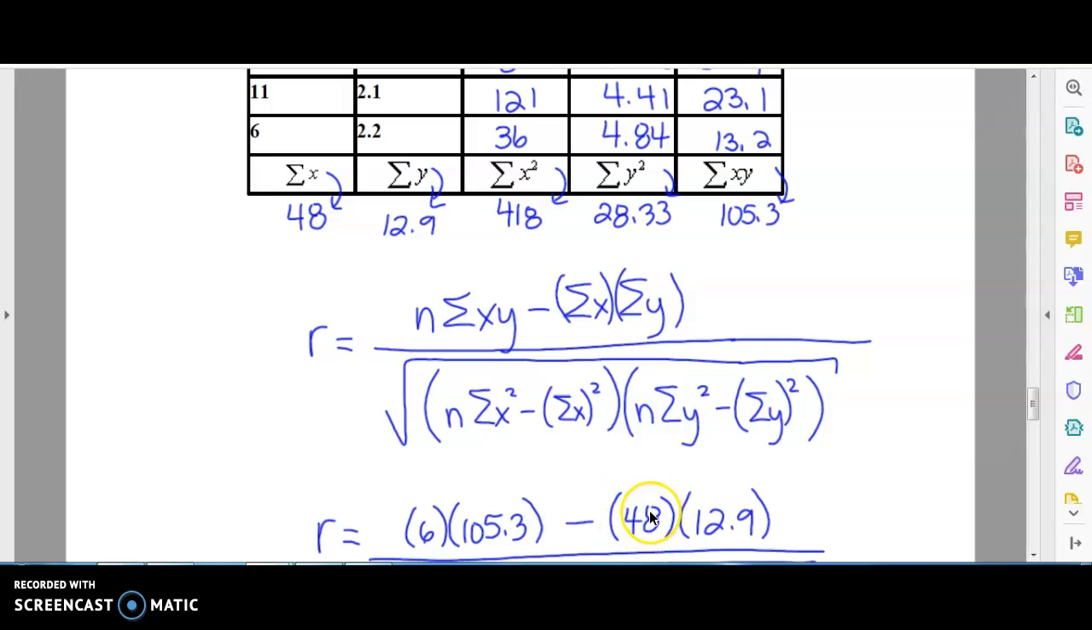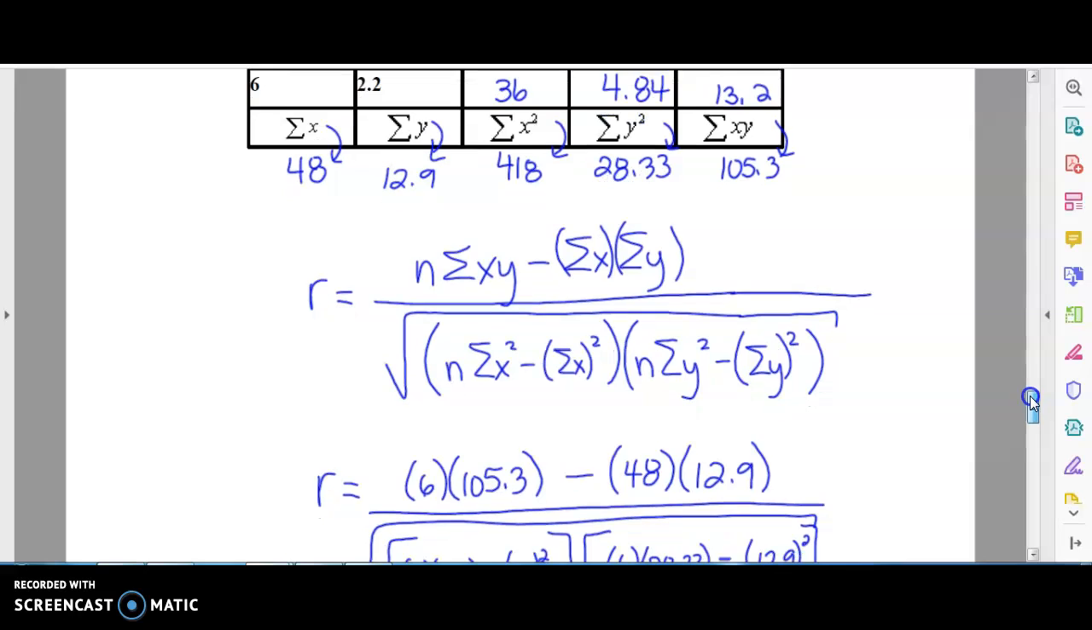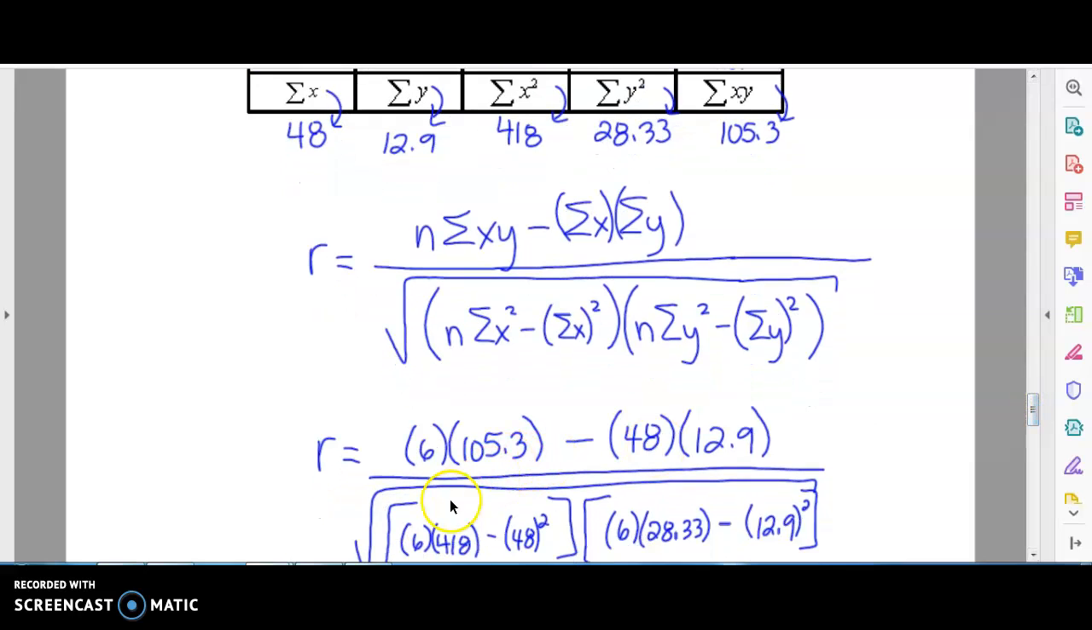Then over here is the sum of the x's, which is 48, multiplied by the sum of the y's, which is 12.9. And then for the denominator, we have n, which is 6. Then we have the sum of all of the x squareds, which is 418, and that goes there. Then the sum of all the x's, which is 48, squared. And then in the second square brackets, we have n again, which is 6, the sum of all the y squareds, which we calculated to be 28.33, and then subtract the sum of all the y's, which is 12.9, squared.